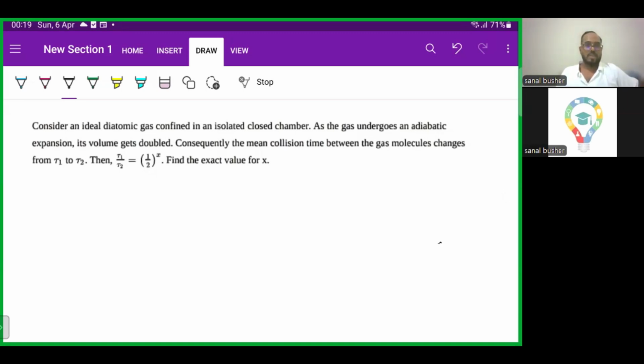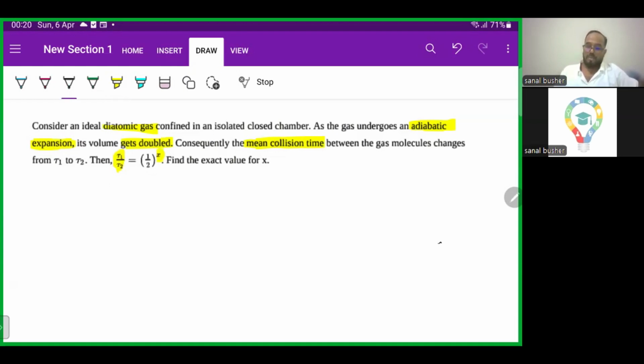Today we are going to solve this question. Consider an ideal diatomic gas confined in an isolated closed chamber, and the gas undergoes adiabatic expansion. So adiabatic process, these two things you can catch from here. Its volume gets doubled, and the mean collision time between the molecules changes from tau1 to tau2. Then you need to find the ratio and find the value of x. This is the question.